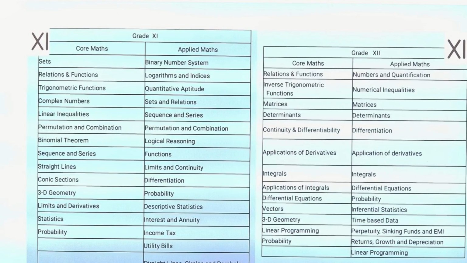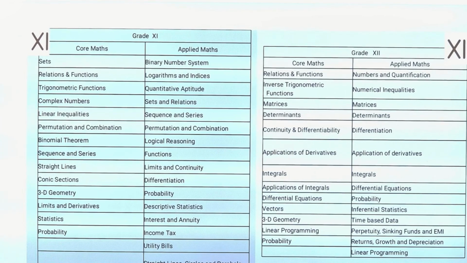So here we have the detailed breakup of the curriculum for both the subjects in grade 11 and 12. Core maths for grade 11 has trigonometric functions, complex numbers, binomial theorem, 3D geometry, conic sections, and all these are not there for applied maths. Whereas applied maths, on the other hand, has binary number system, logs and indices, quantitative aptitude for competitive exams, logical reasoning, which again is going to help a lot for many entrance exams, descriptive stats for data analysis, interest and annuity calculations, income tax calculations, utility bills and much more. So all these are not there in core maths.